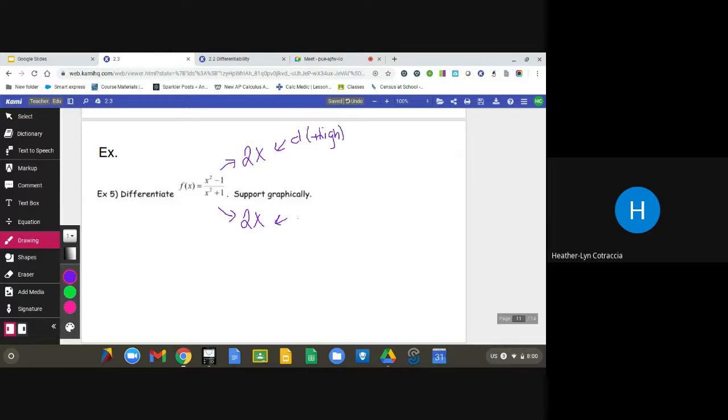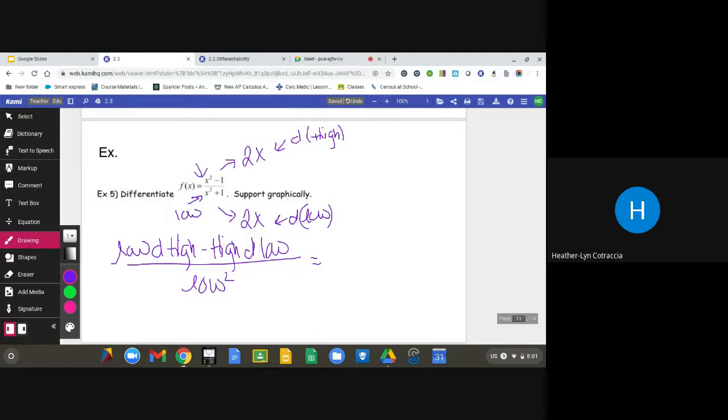And this right here would be d low. Okay, so the saying says low d high minus high d low, and then that's all over low squared. So what we're going to do with that is our low, which is just this part right here. So this is the low, and this is the high. So we start with low, x squared plus 1, d high, and that's this 2x that's right there, minus high.